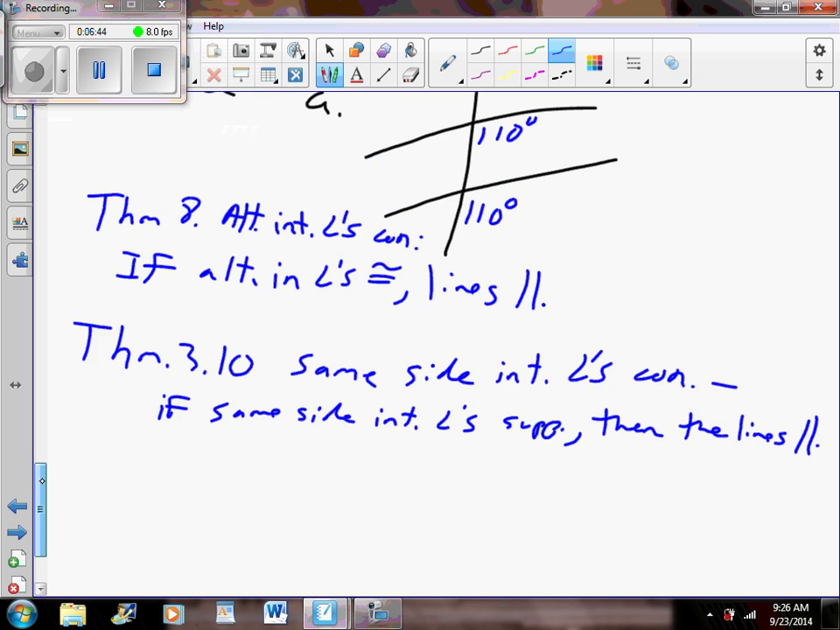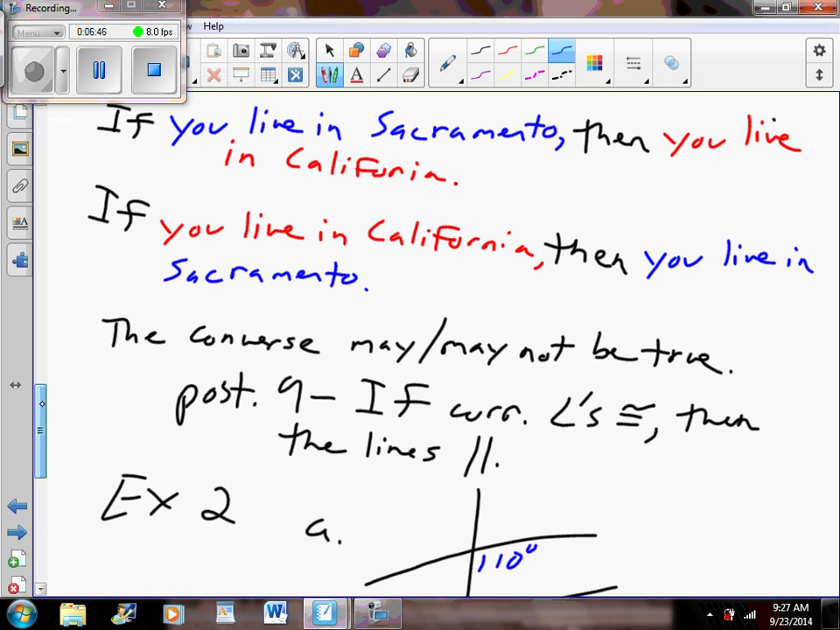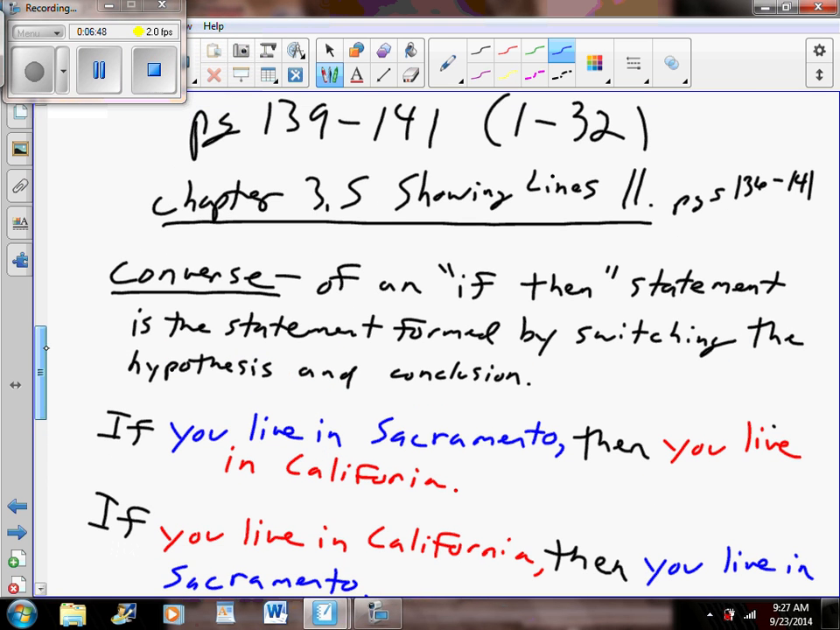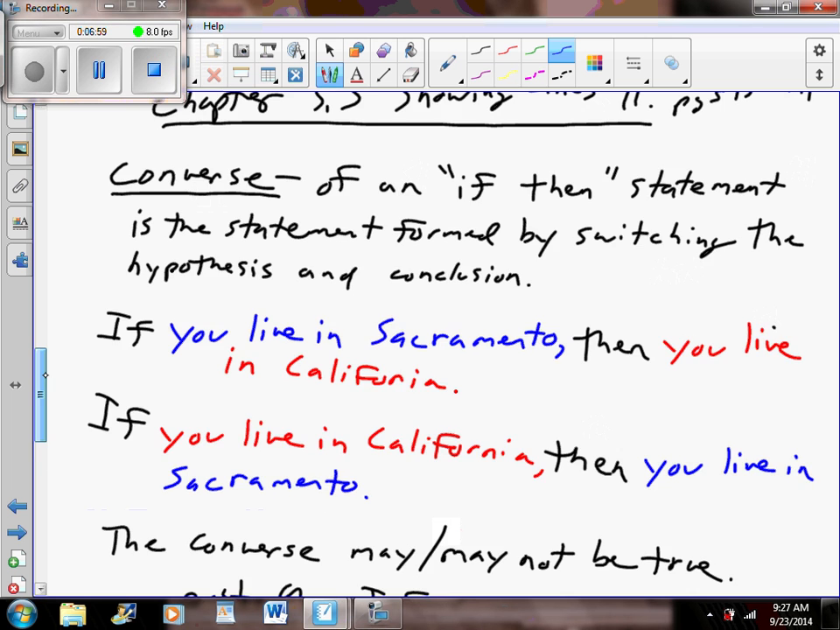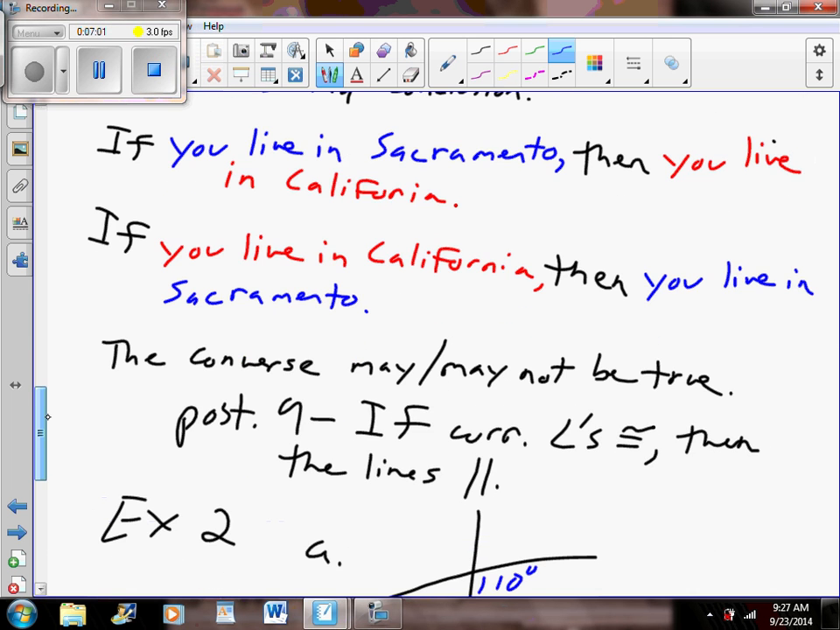Yeah, we are going to cover two sections today. Do remember, I put your assignment here at the top, page 139 to 141, 1 through 32. That's going to be the assignment in this section. We're going to move into 3.6 now.